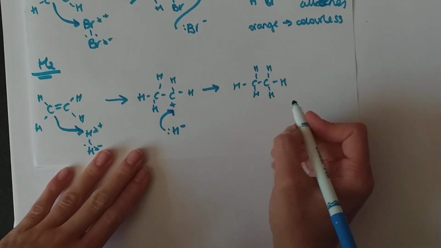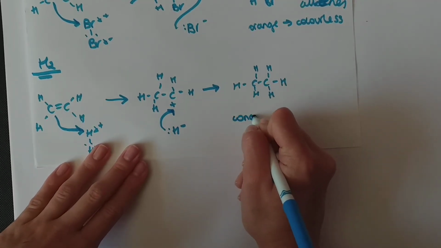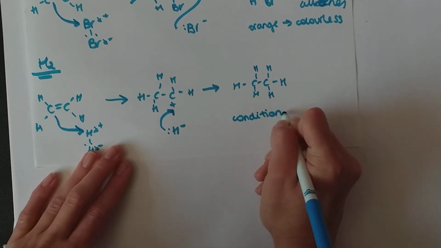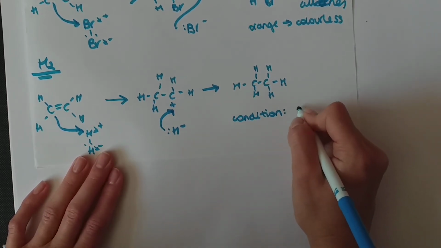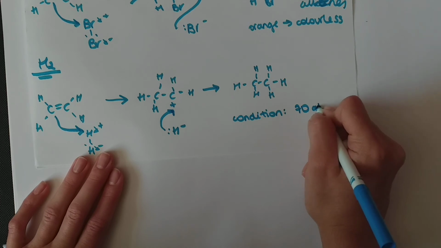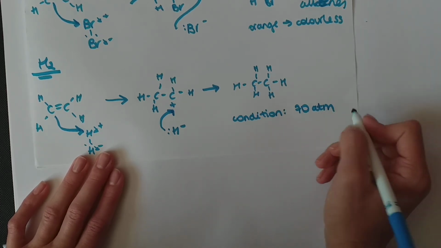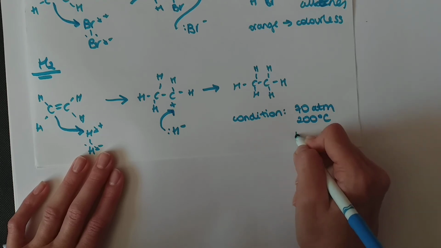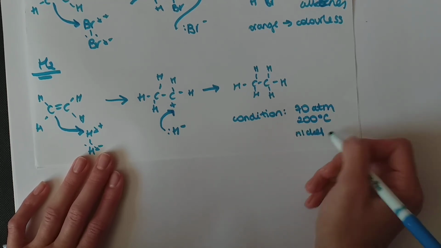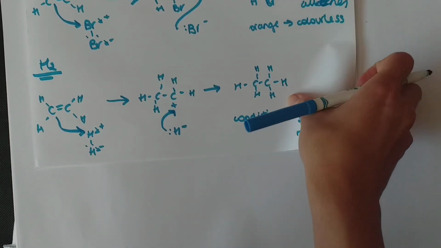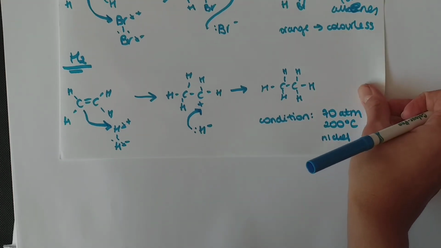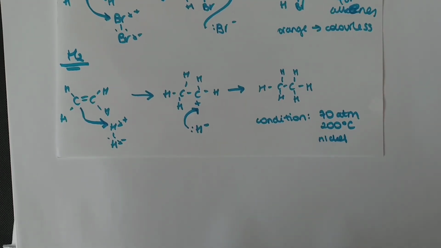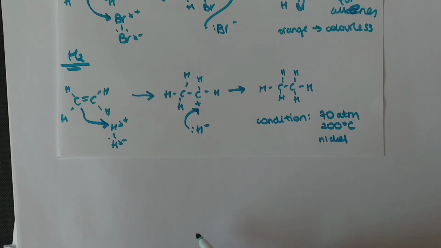However, there are a couple of conditions you need to know for this reaction. The conditions are 70 atmospheres pressure, 200 degrees Celsius, and nickel. Nickel is the catalyst of this reaction. This reaction otherwise would be very, very, very slow. So we use a nickel catalyst.